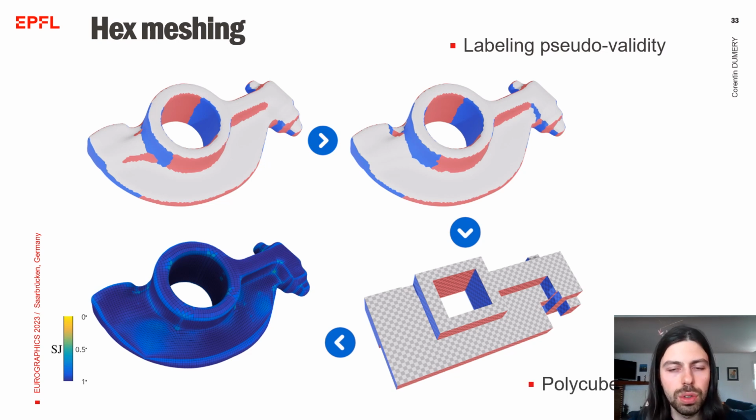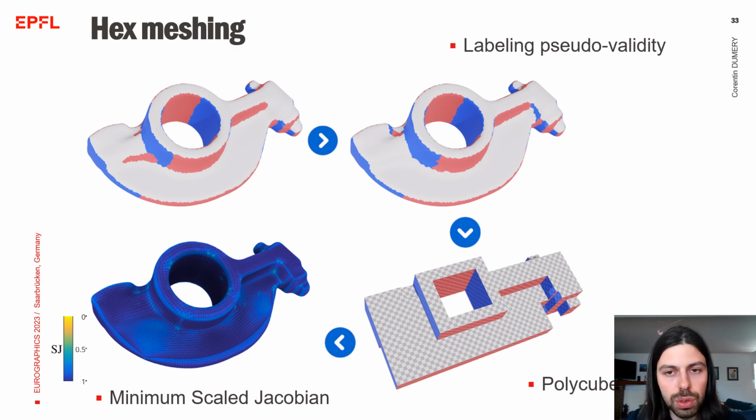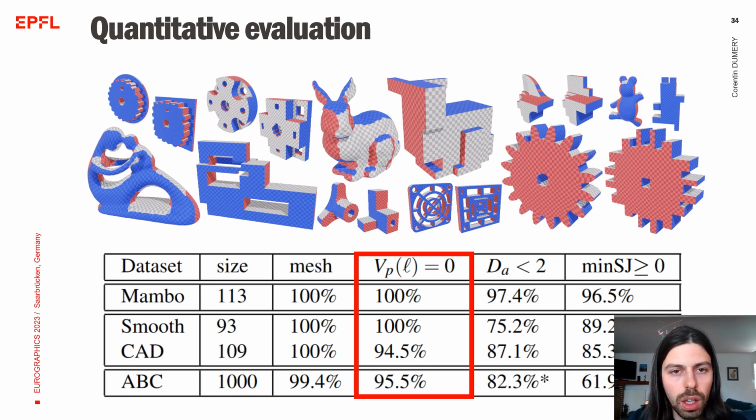Second, looking at the Polycube, we measure its area distortion. And finally, we measure the quality of hex meshes with the minimum scaled Jacobian. So here, dark blue is a perfect cube and yellow is a very low quality hex. We evaluate our method on a dataset of over 1,300 models that includes both CAD and natural shapes.